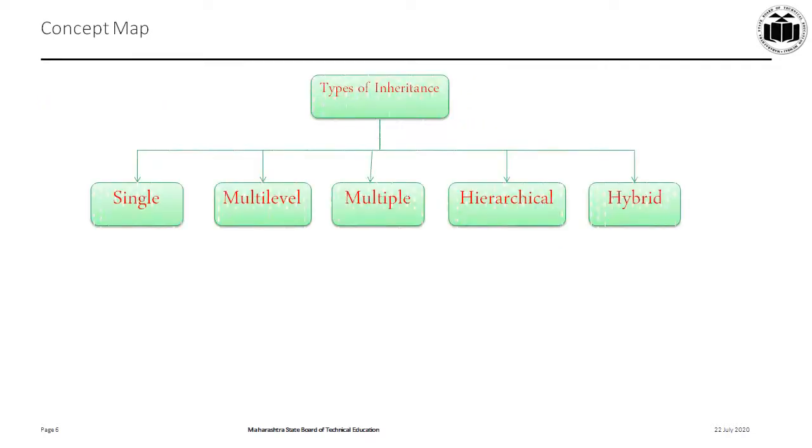This is the concept map for single inheritance. There are a total of 5 types of inheritance. Out of that, today we are going to learn single inheritance.